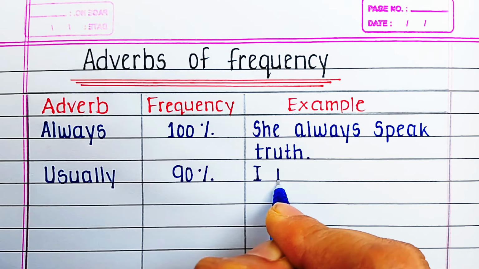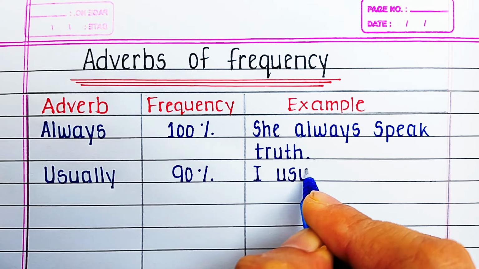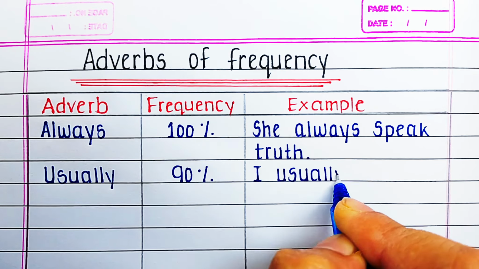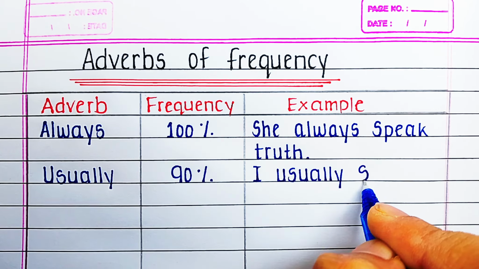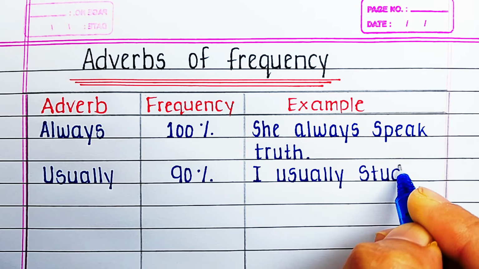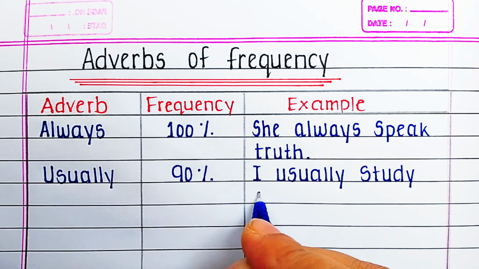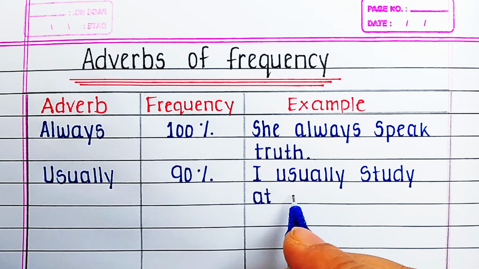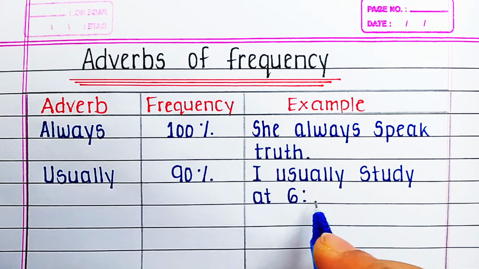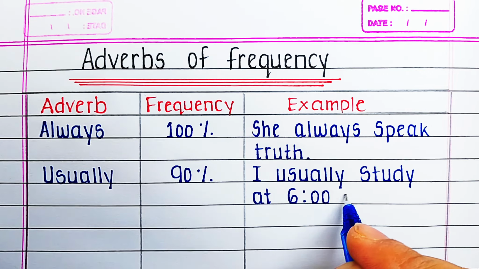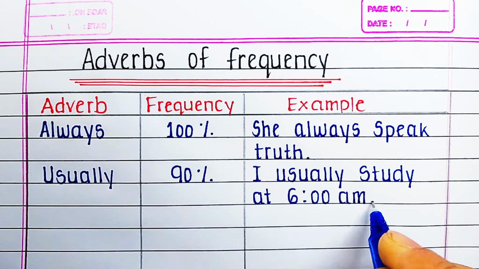Next is usually. Usually is used for 90% frequency. For example, I usually study at 6 a.m. That means I mostly study at 6 a.m. but sometimes I may study at any other time.